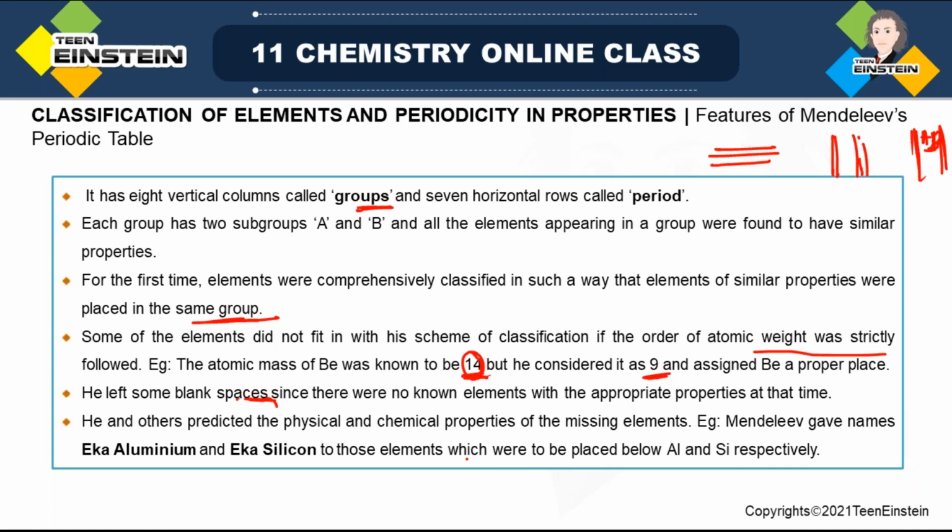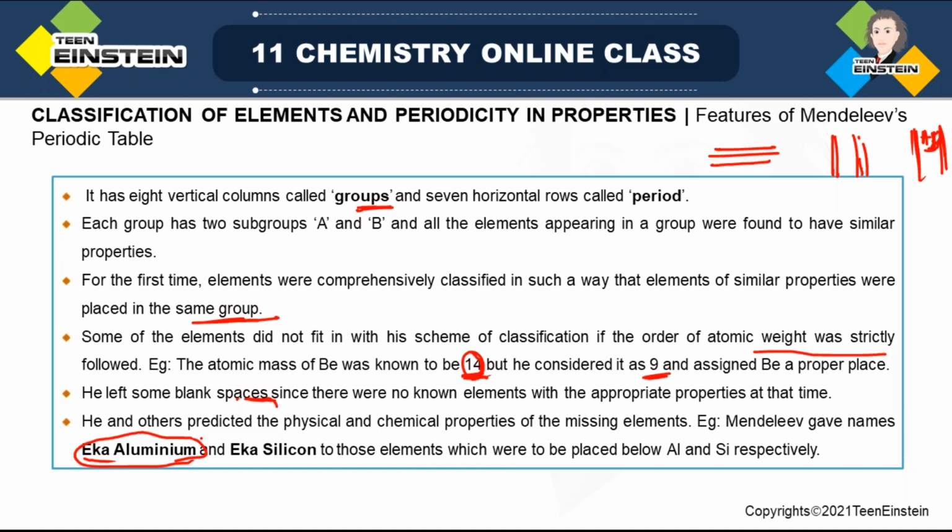So, the element that should be placed just below aluminium was not present at that time, not discovered. But as there are some expected properties for that particular element, and there is a vacant blank space, he gave a name for this yet to be discovered element, and the name is eka aluminium because it is after aluminium, and eka silicon because it is after silicon. That means in the same group, obviously. Fine. So these are the features of Mendeleev's periodic table.